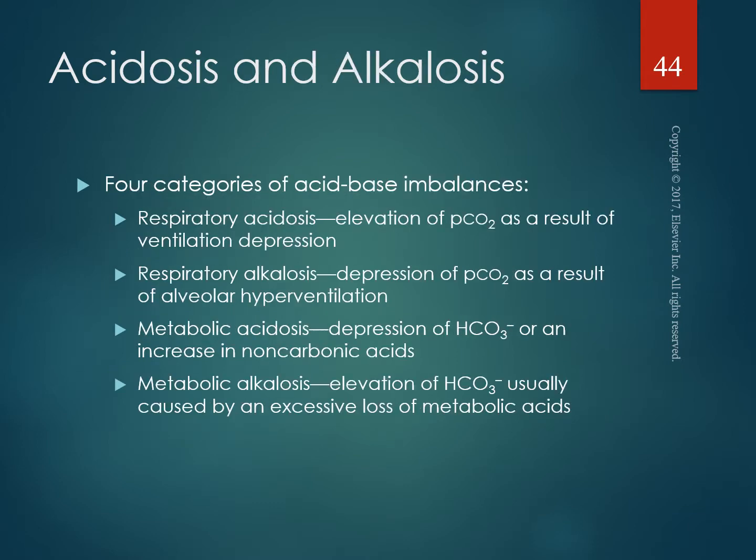Okay, acidosis and alkalosis. There are four categories of acid-base imbalances. There's respiratory acidosis, which is elevation of the PCO2 as a result of ventilation depression. There's respiratory alkalosis, depression of PCO2 as a result of alveolar hyperventilation. There's metabolic acidosis, depression of the HCO3 or an increase in non-carbonic acids, and there's metabolic alkalosis, elevation of the HCO3, usually caused by an excessive loss of metabolic acids. We're going to talk about each of these individually, so there's not a lot more to see on this slide.